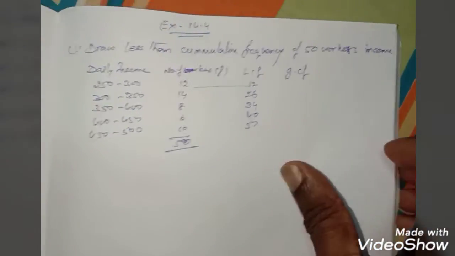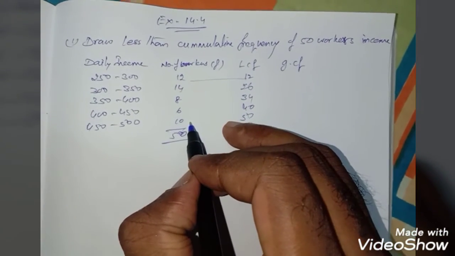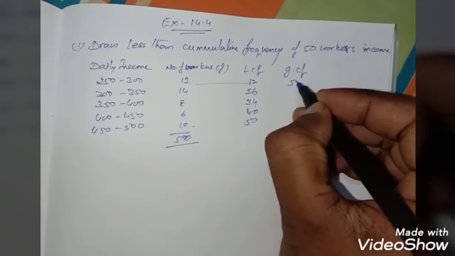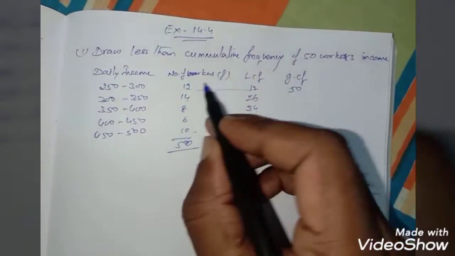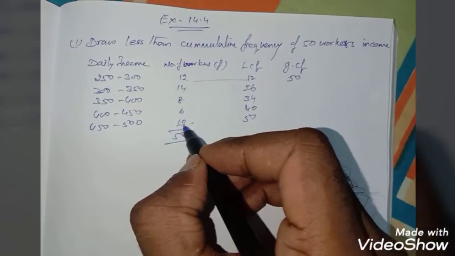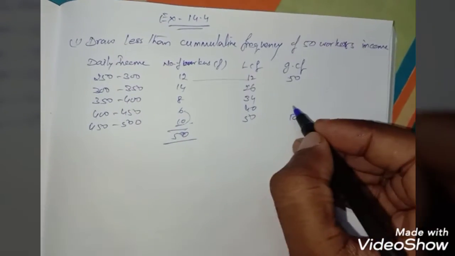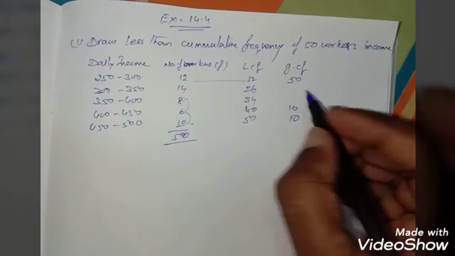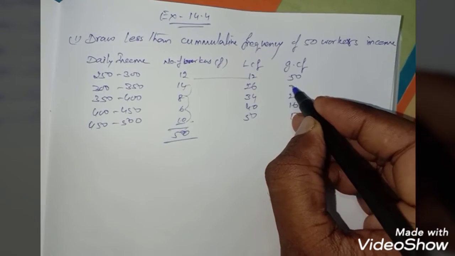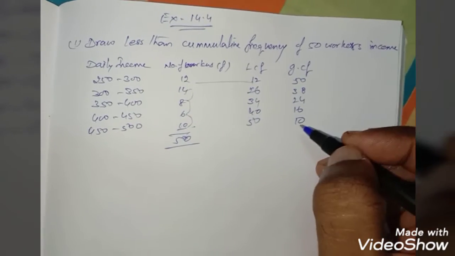Now if you want to find JCF, the first value of the JCF is 50. Now subtract 50 minus 12, or else we can straight away say the last value is 10. Now go on adding. 10 plus 6 is 16. 16 plus 8 is 24. 24 plus 14 is 38. Now 38 plus 12 is 50. So like this also we can find your JCF.